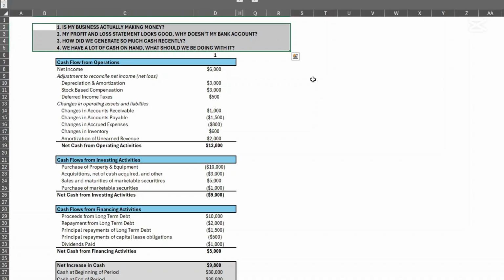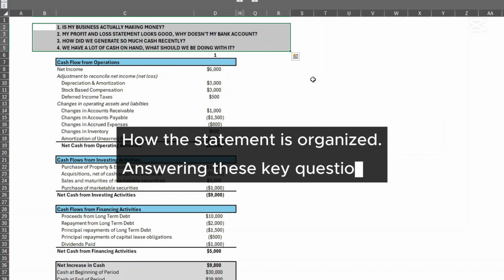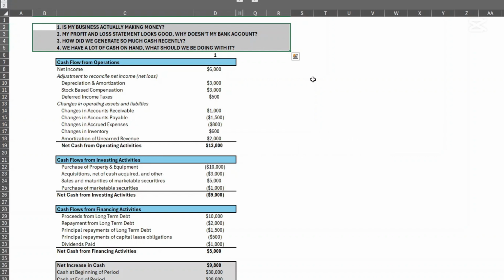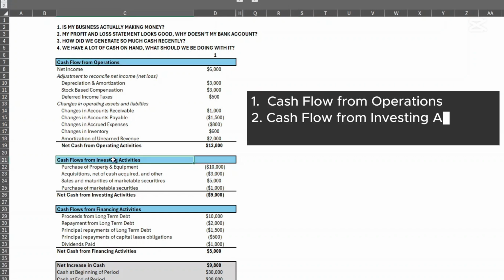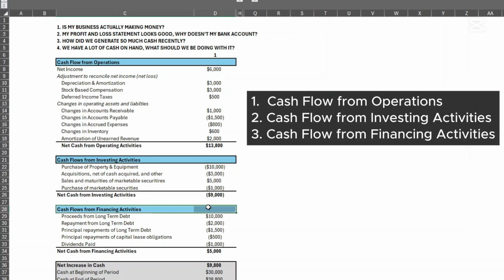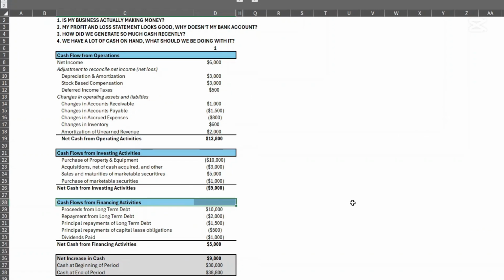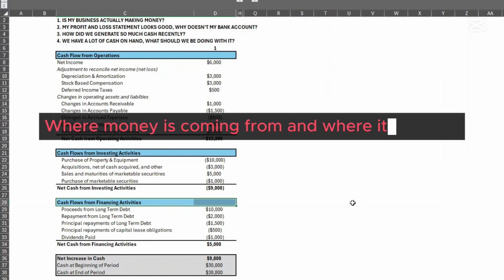I'll start by breaking down how the statement of cash flow is organized, and then we'll get into answering some of these questions. I've prepared an example statement of cash flows for a hypothetical SaaS business here. You'll notice that the statement is organized into three sections: cash flow from operations, cash flow from investing activities, and cash flow from financing activities. Organizing the statement this way is important for one reason. It helps us understand where cash is coming from and where it's actually going.